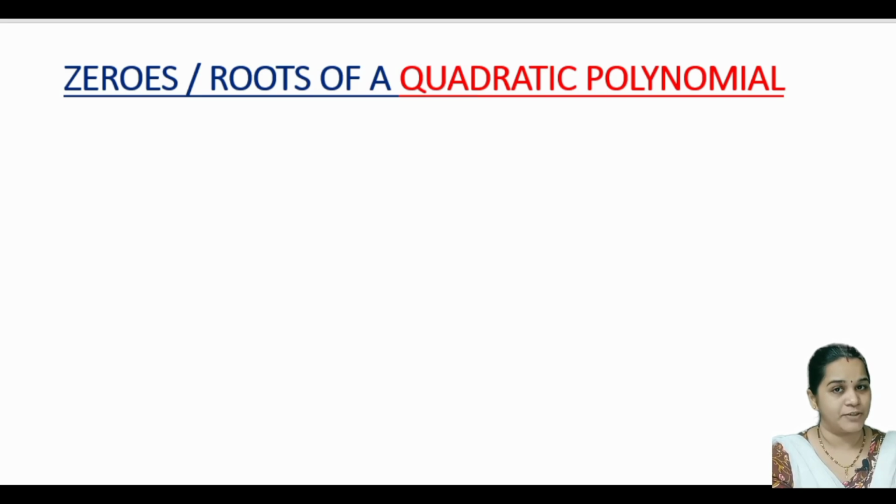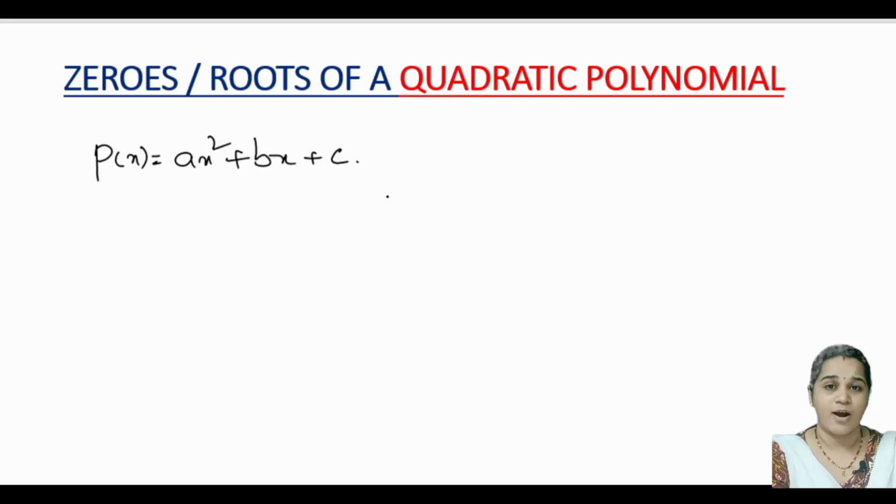What is a quadratic polynomial? We have learned before. If the degree of a polynomial is 2, then we can say that it is a quadratic polynomial. The standard form of a quadratic polynomial is p of x equal to ax square plus bx plus c. Now the question is how to find the zero or root of a quadratic polynomial simply by factorizing the quadratic polynomial.